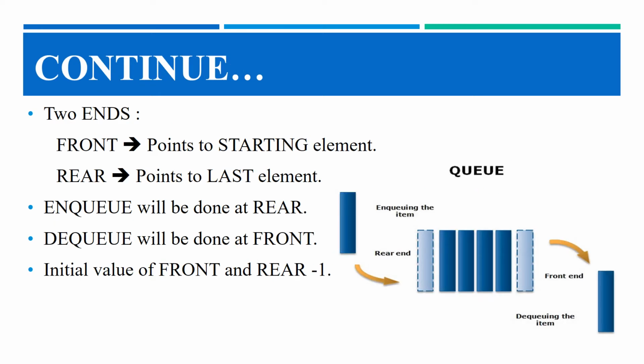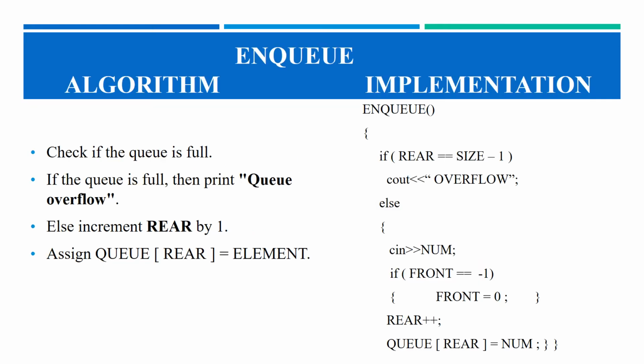For implementing the queue, we need to keep track of two ends, front and rear. The front points to the starting element and the rear end points to the last element. We can enqueue an item at the rear end and dequeue an item from the front end. The initial value of front and rear will be -1. First, we will see the enqueue operation.